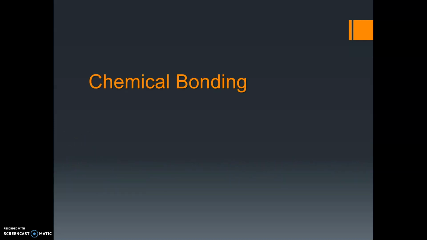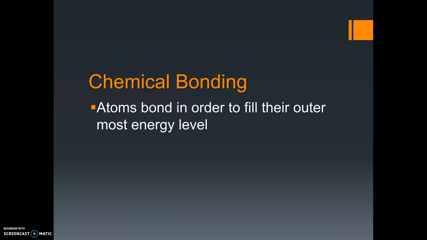So as we get started, the first thing that we want to make sure that we take a look at is what's the reason behind chemical bonding. And so what I need you guys to understand is that atoms bond in order to fill their outermost energy level. And if you guys remember from the last unit, we called this where their valence electrons live, so valence shell. And remember, that's where the valence electrons live.